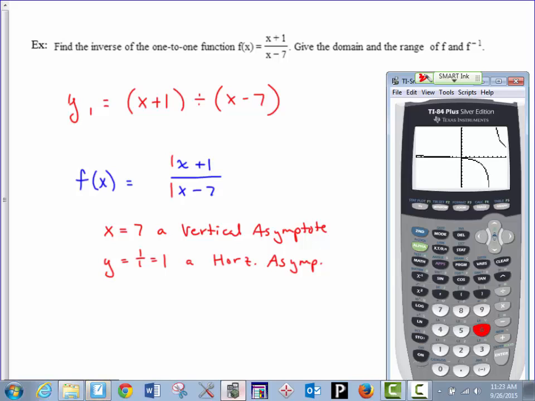Now, neither of those two things are things that I would expect you to necessarily know at this point, okay? But now that I've told you, for this particular function, you can be looking for them. Your vertical asymptote here occurs at the value that would make the bottom 0, and then in this case the horizontal asymptote occurs at the understood coefficients on the two x values.